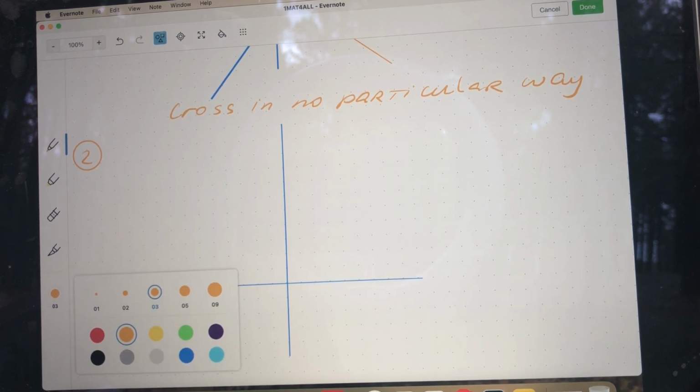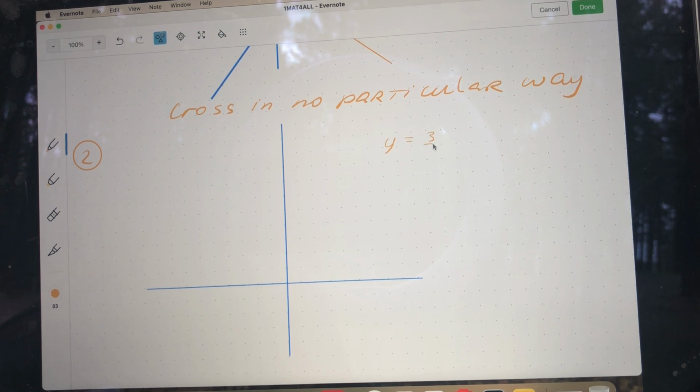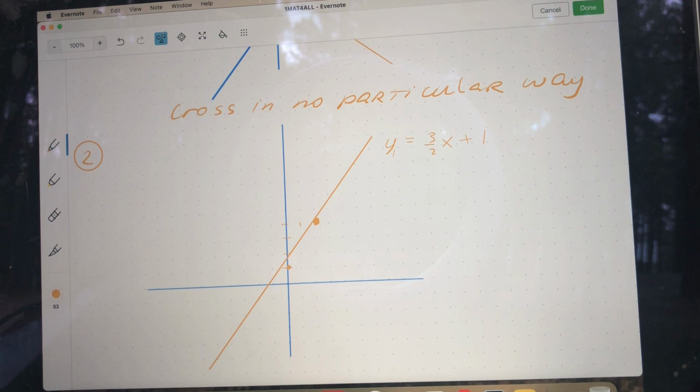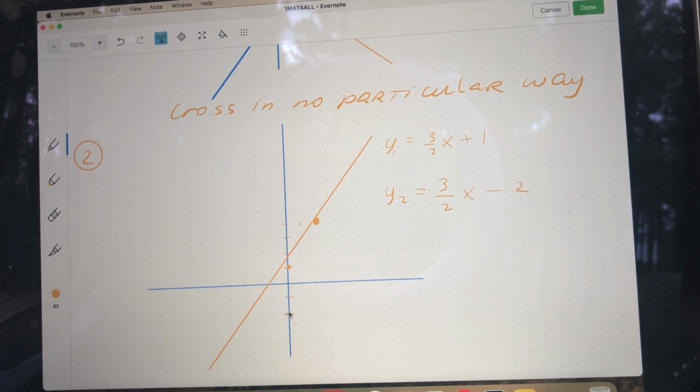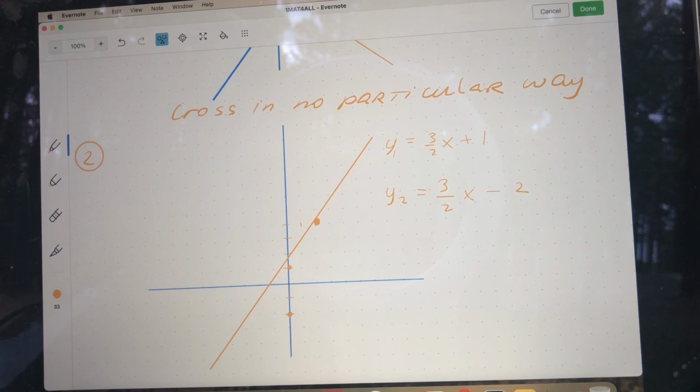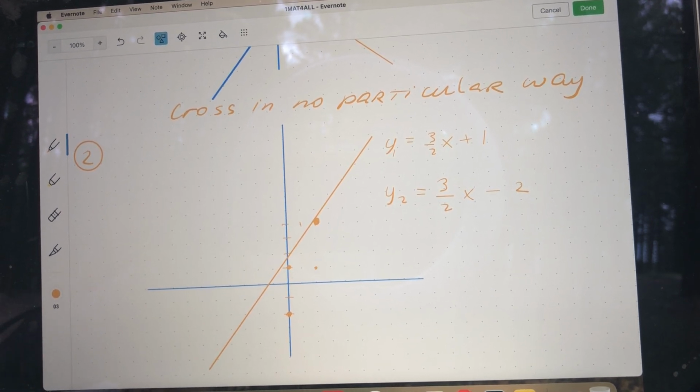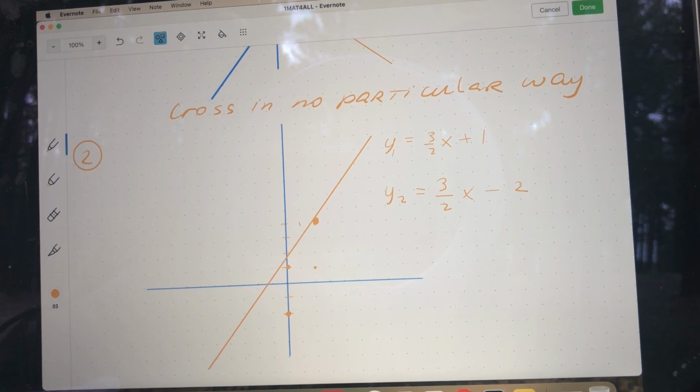So let's say the first one is y equals 3/2 x plus 1, the same one we already had. So 1 unit up, 1, 2, 3 up, 2 to the right. First one. And then the second line, y2, would be 3/2 x minus 2. So this one starts at -2, -1, -2, but has the same slope. 3 units up, 1, 2, 3 up, 2 to the right, so it looks something like this.